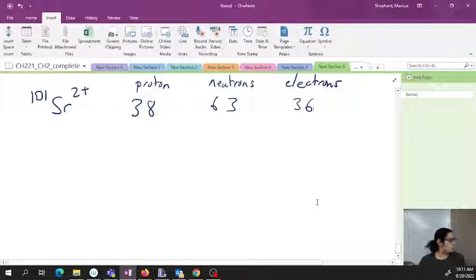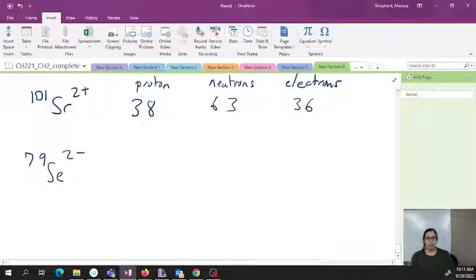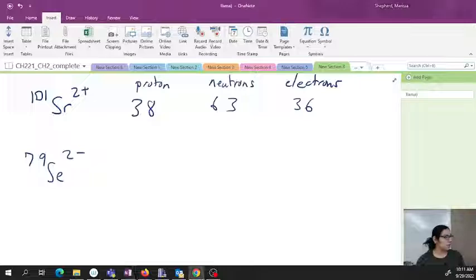And so let's do one more example. So let's do an isotope, this time of selenium. So we'll do selenium 79 with a 2- charge on it. So again, protons, neutrons, electrons. So take a minute and we'll go over it.